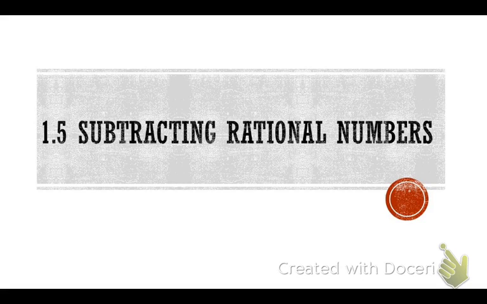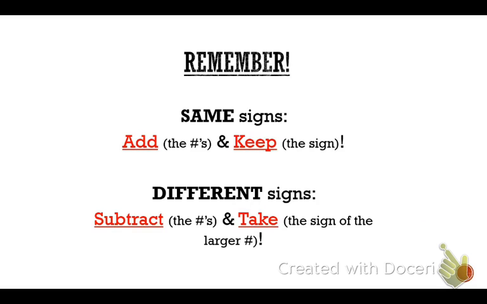Today we're going to be talking about 1.5, subtracting rational numbers. Now just remember, a rational number is anything that can be written like a fraction. So today we'll be dealing with a lot of fractions and decimals. I want you to write this down. We have talked about this quite a few times, and it's just the rules that we want to remember.